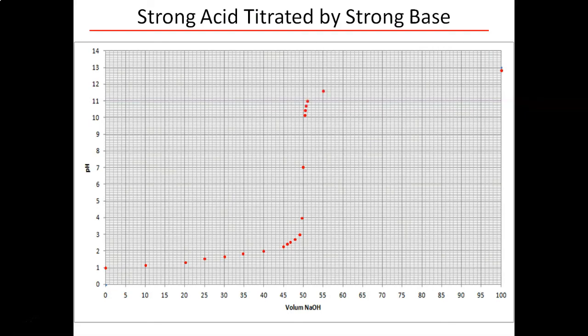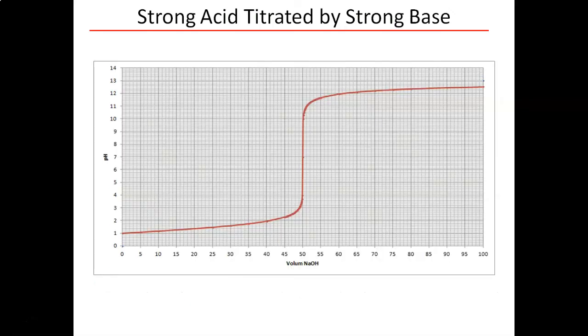As we go past our equivalency point, we can see what our curve looks like, our shape, and we connect the points. And so this would be the shape of my titration curve for a strong acid that's had a strong base added to it.